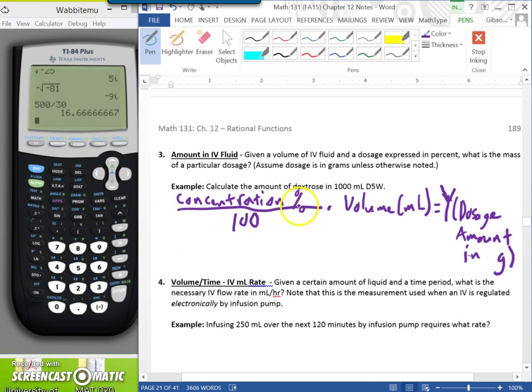Okay, so we have the concentration percent. The concentration percent here will be this 5. So it'll be 5% over 100. And then that'll be multiplied by, we have 1,000 milliliters. And we can put that over 1. So when we multiply everything out, this will end up giving us 50 grams. And this will be our final answer.